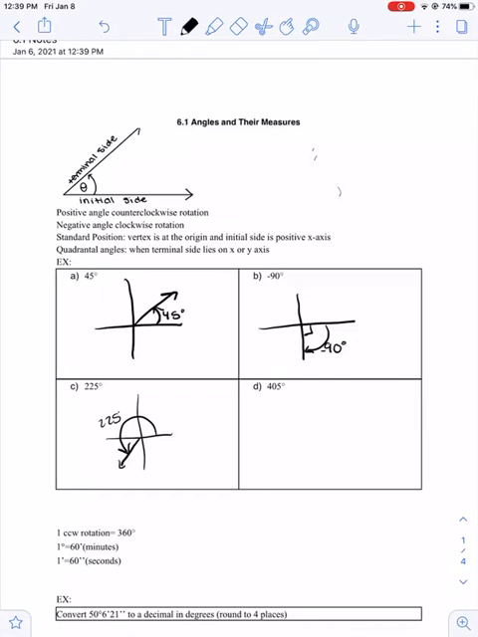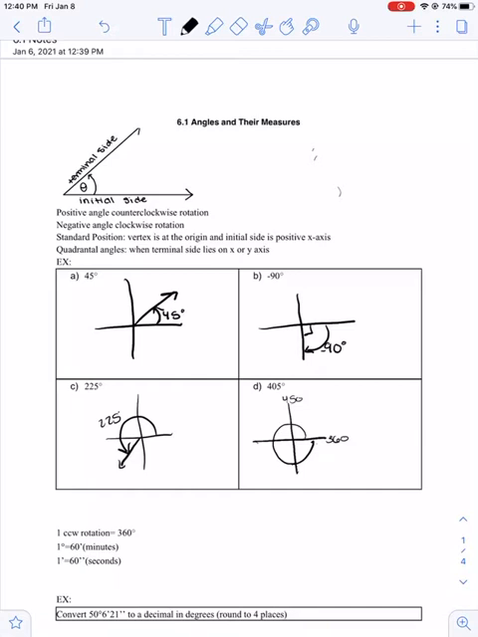Okay, next we have 405. So we said that 3 quadrants was 270. So let's add another 90. That's 360 all the way around. If we add another 90, we would get to 450. So that's too much. So we know 405 is between 360 and 450.